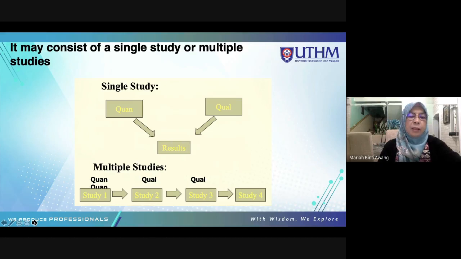Multiple studies, for example, for study one, we choose a quantitative study. For study two, we choose a qualitative study. And study three, we choose a qualitative study. And also study four, we choose maybe a quantitative study or a qualitative study. Combining the results from the four studies, we have the result.